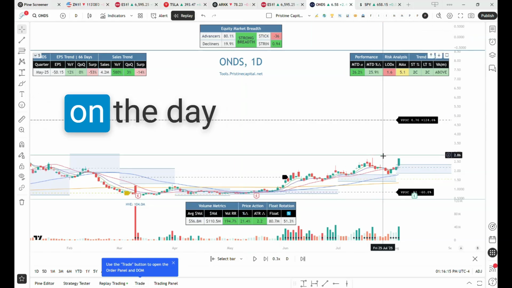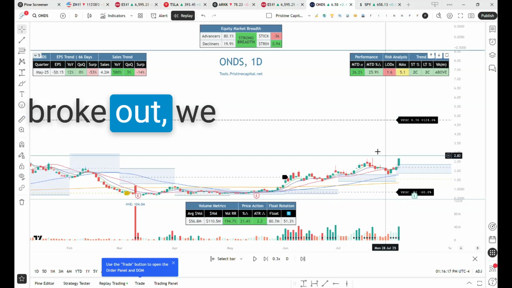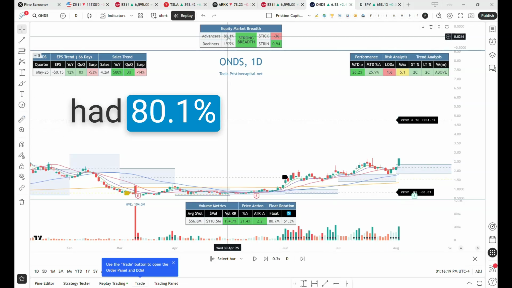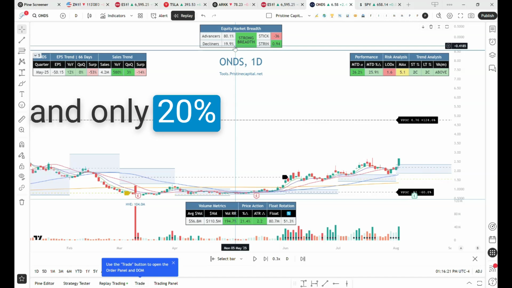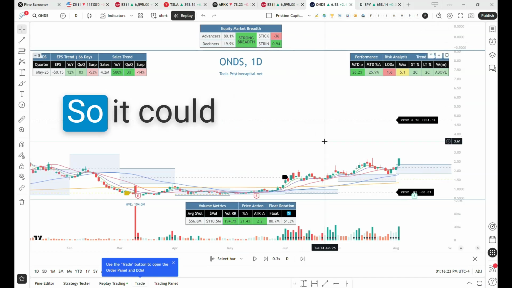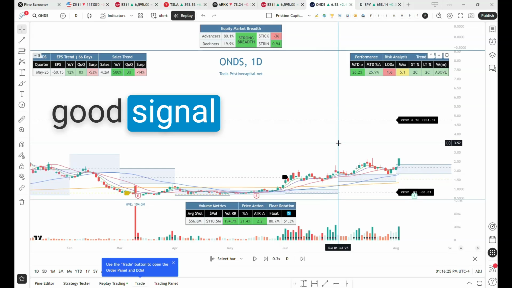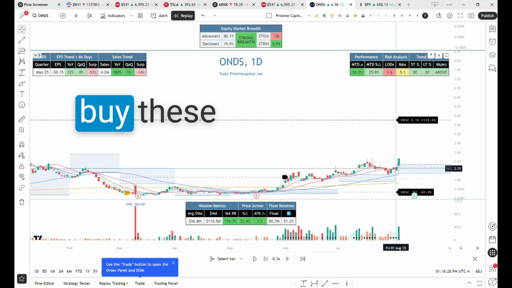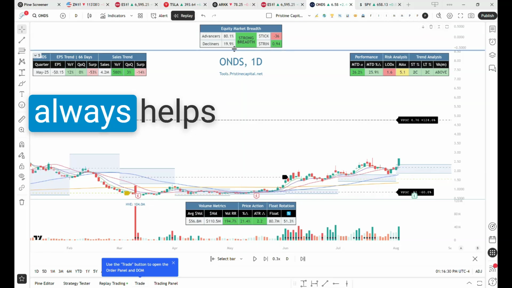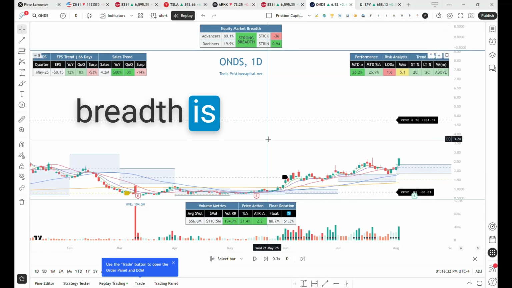You just have to be a free subscriber to our email list. And we can see that on the day that ONDS broke out, we had 80.1% advancers and only 20% decliners. So it could also be a good signal that, hey, when you're looking to buy these breakouts, it always helps when market breadth is very strong.